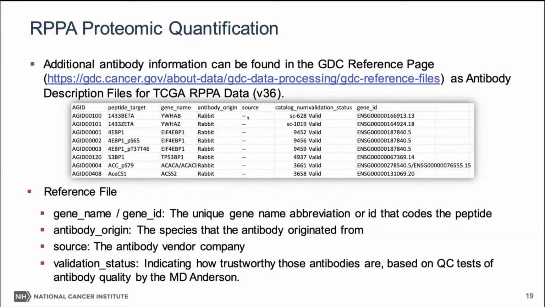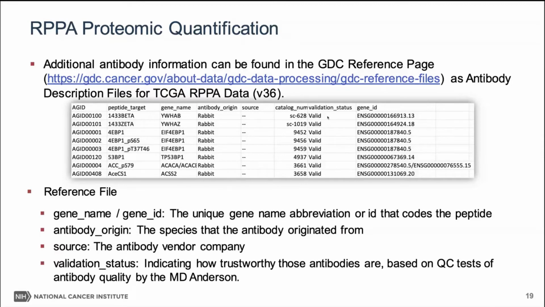For presentation purposes, I removed the source. The source basically is the company where you can go and buy this antibody. And you have a catalog number as well, so it makes it very easy.